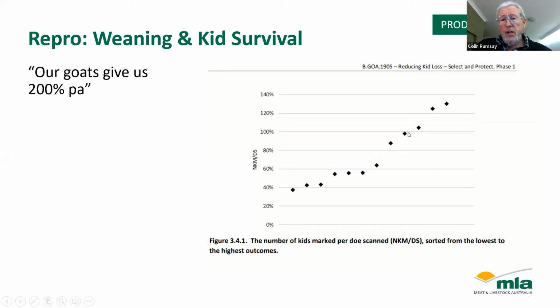The other half dozen got between, let's call it 100 to 130, 140%, which is a much more common and realistic number. So for a weaning rate, unless you are running some very specialized systems, something like 150% is an excellent target rate to aim at.